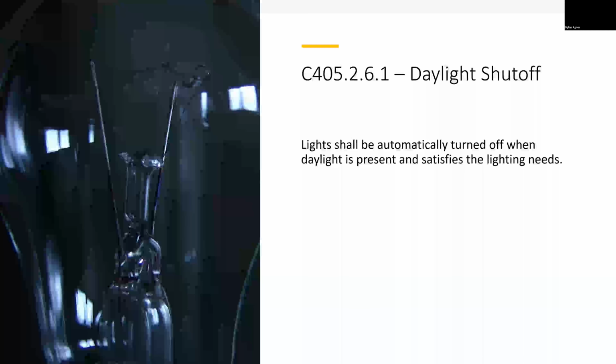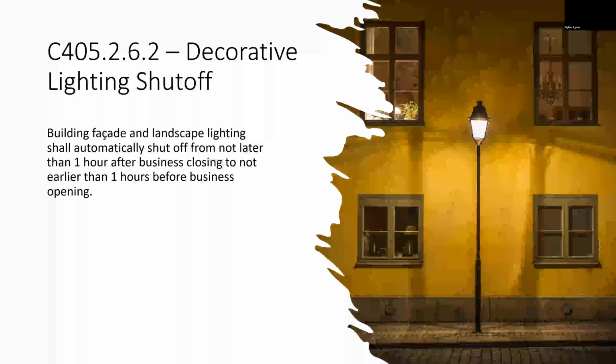Daylight shut off: lights shall be automatically turned off when daylight is present and satisfies the lighting needs. You're going to have a photocell there, which basically says, once I get to a certain threshold, turn off, sun's up. Decorative lighting shut off: building facade lighting and landscape lighting shall automatically shut off not later than 1 hour after business closing to not earlier than 1 hour before business opening. So basically incorporate it into your time switch controls or your building scheduling.